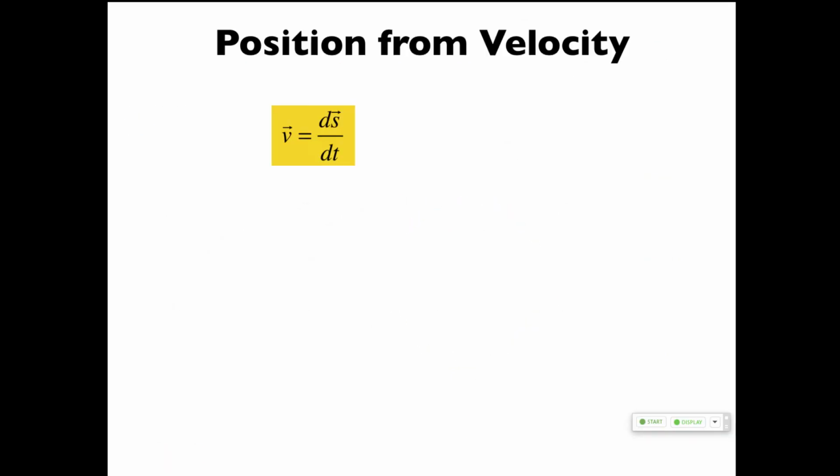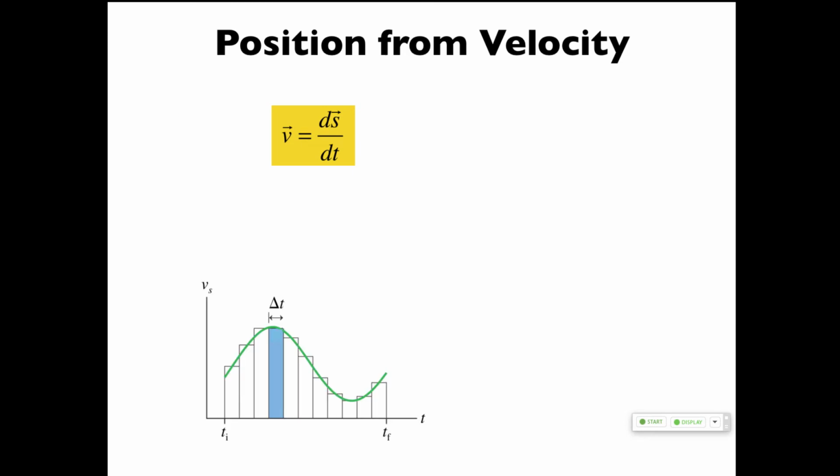Cool. So if you want to go from velocity back to position, let's say you know what your velocity graph looks like and you're trying to figure out what your displacement or position is at a particular point. What do you think you should do?